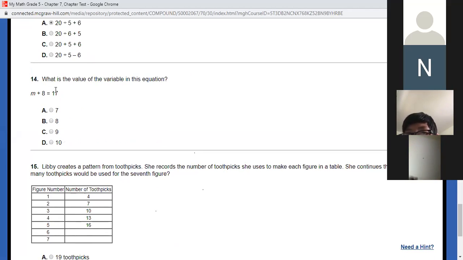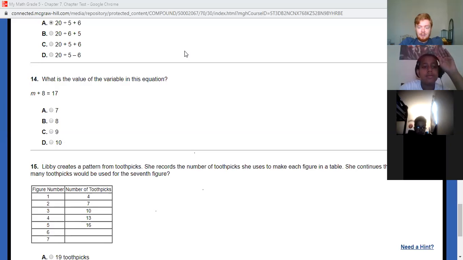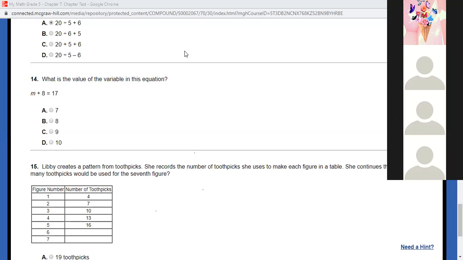All right. What is the value of the variable in this equation? Ooh, this one's interesting, guys. So it gives us an m, which is just a blank. We don't know what it is. Plus 8 equals 17. So how do I solve this? It's going to be backwards. So how do I solve it backwards?